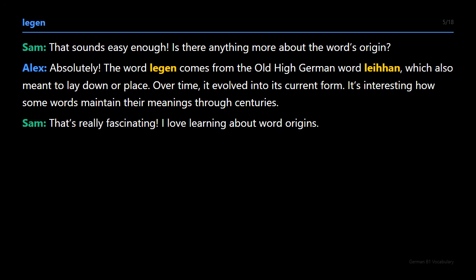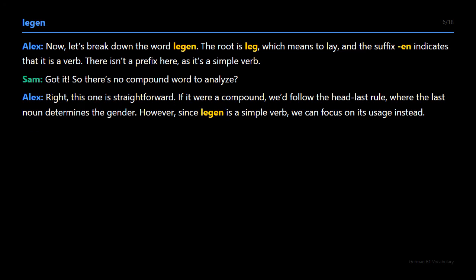Now, let's break down the word legen. The root is, leg, which means to lay, and the suffix indicates that it is a verb. There isn't a prefix here, as it's a simple verb. Got it. So there's no compound word to analyze. Right, this one is straightforward. If it were a compound, we'd follow the head-last rule, where the last noun determines the gender. However, since legen is a simple verb, we can focus on its usage instead.